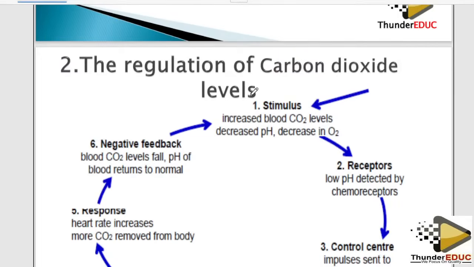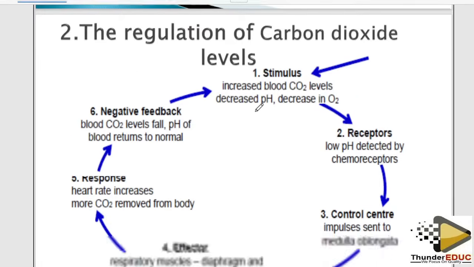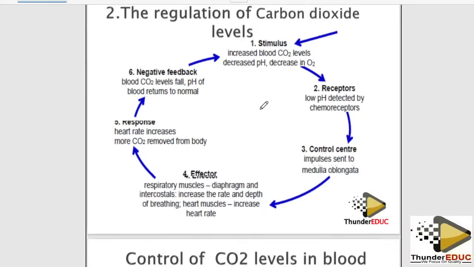So here they're saying regulation of carbon dioxide in the body. Here, you need to know, is carbon dioxide important in our body? No, we don't need carbon dioxide. So any level of carbon dioxide is not needed. Therefore, we have to remove it out of our body. That's why the carbon dioxide level in the body only has one way. It doesn't have two ways.